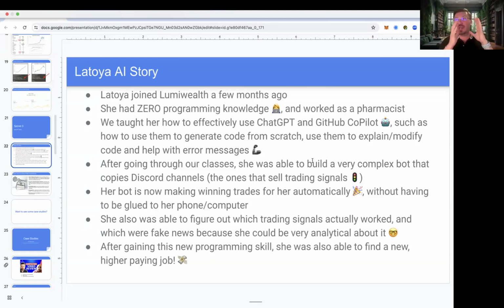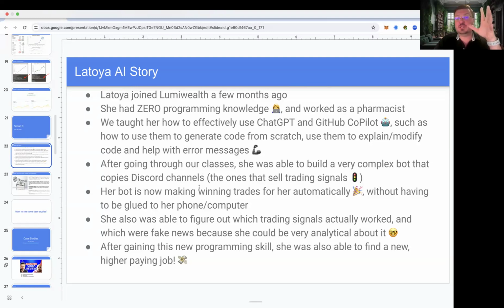And not only can she execute those trades, but she was also able to figure out who's good and who's not based on those things. Because she gathered all the data and she says, this guy's full of crap, this guy's actually good. And she was able to follow them. And now she has a bot that can copy all these gurus on Discord, figure out which one's the best one, and actually just copy their trades. And this is a person that was a pharmacist that didn't know how to code a couple months ago. Wild, right?